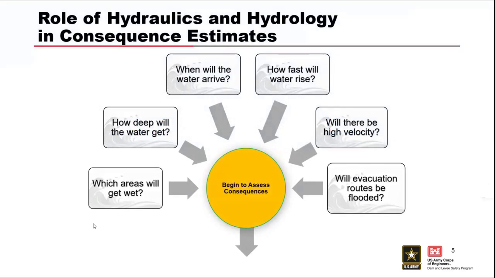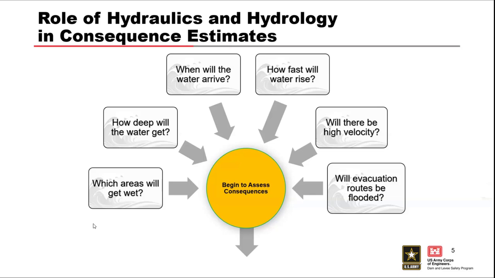before you begin consequence assessments, first of all, where does the water come from? There are some critical driving forces for consequences. Who is actually going to get wet? If they do get wet, how deep will it be? When will the water get there? Or is there time to react and maybe think about evacuation?